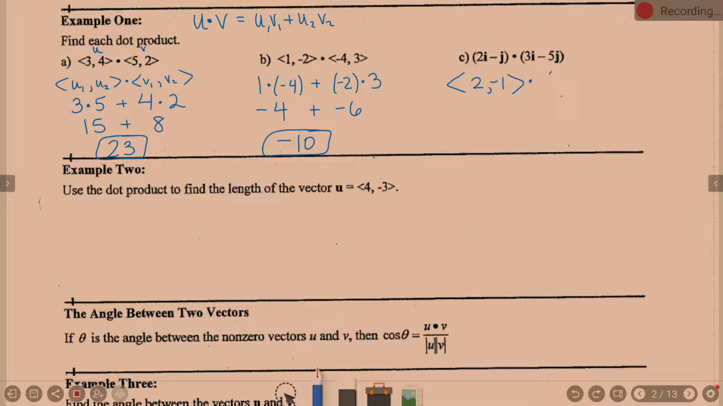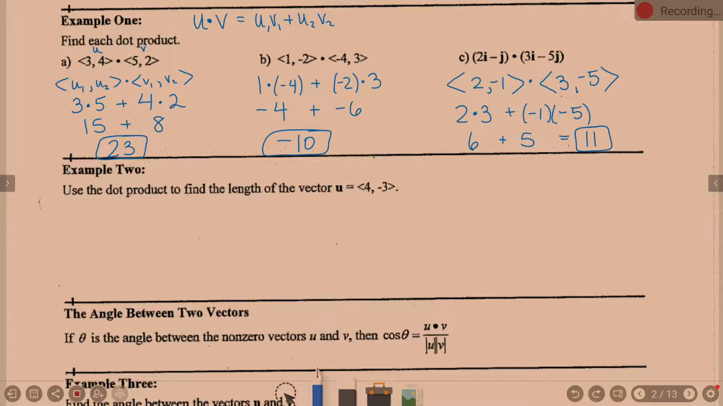3i minus 5j is going to have coefficients of 3 and negative 5. And I'm not saying you had to rewrite them out in component form. You didn't necessarily need that visual, but making sure we're all tracking here. So u1, v1, my first components, 2 times 3, plus u2, v2, negative 1 times negative 5. 2 times 3 is 6. Negative 1 times negative 5 is 5. And 6 plus 5 is 11.